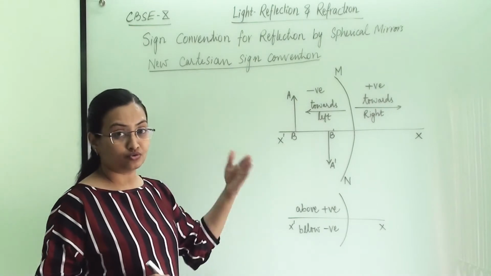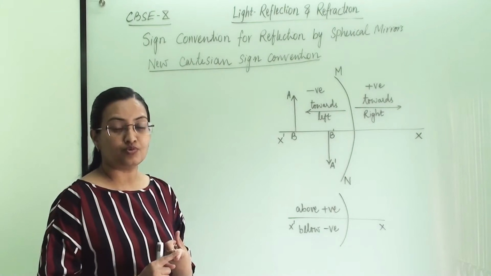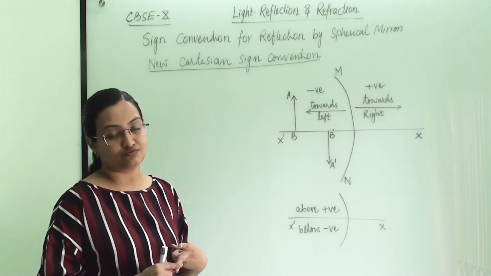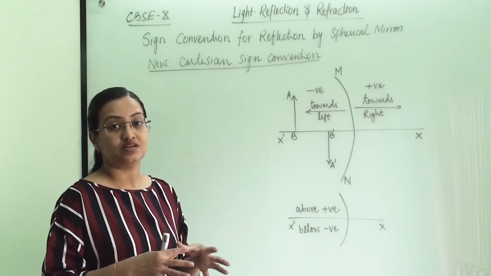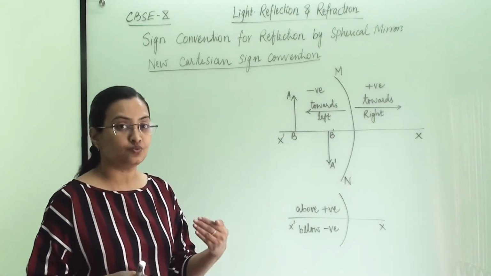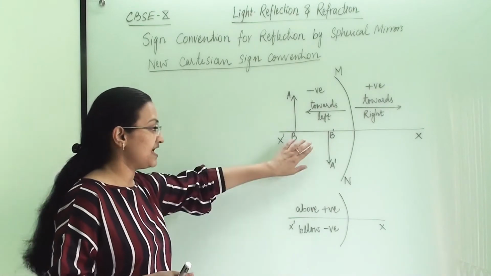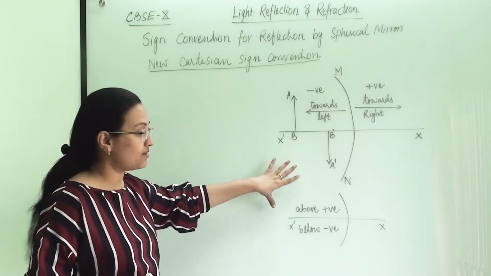So we have to follow those rules and two formulas. First is mirror formula and second is magnification formula. So with the help of these two formulas we will calculate the numerical, we will get the answer, and those answers we need to interpret as per these rules. So let us first understand this diagram.